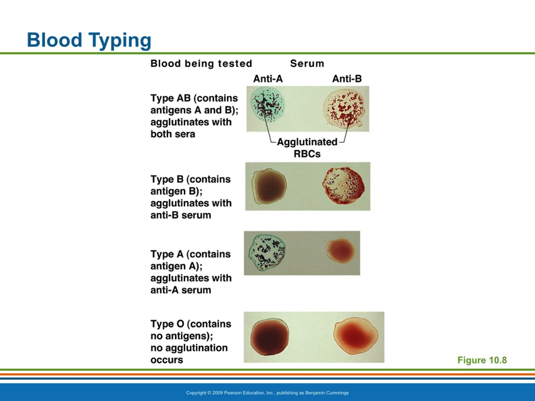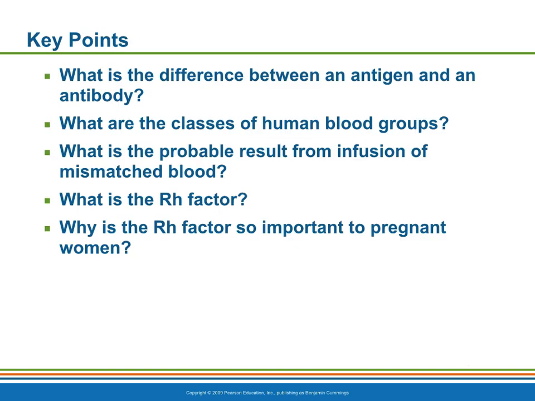So, what are the key points that we need to remember in this particular slideshow, our last slideshow? What is the difference between an antigen and an antibody? What are the classes of human blood groups? What is the probable result from infusion of mismatched blood? What is the Rh factor? And why is the Rh factor so important to pregnant women? This is all we're going to talk about when we talk about blood.